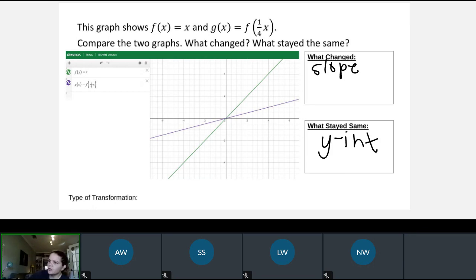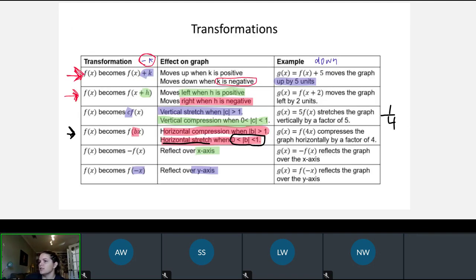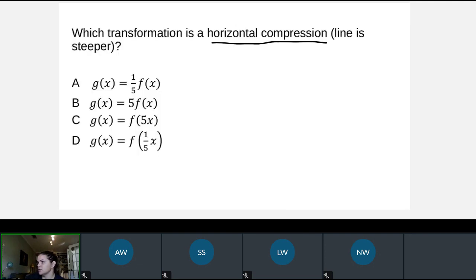Let's try another multiple choice. Which transformation is a horizontal compression? So we want a steeper line. So really quick, before I put the poll up, let's look at our rules. Horizontal compression, that's right here. Horizontal compression is when b is greater than 1 and b is inside the parentheses. Okay, so let's take a look.